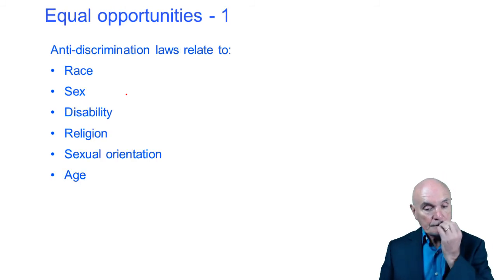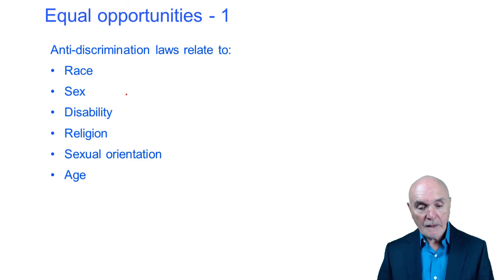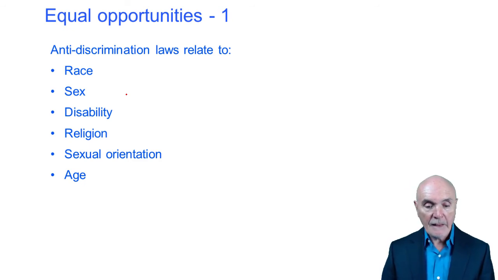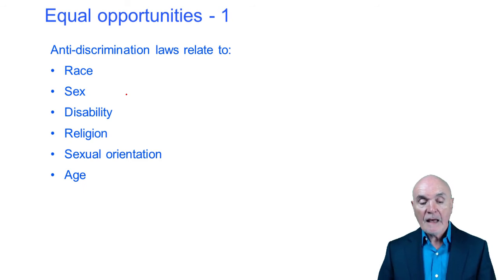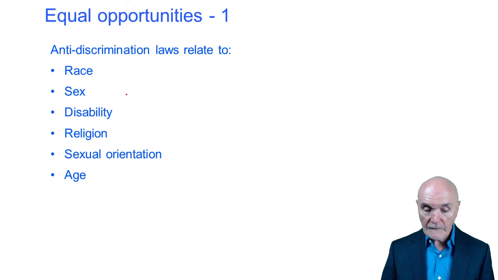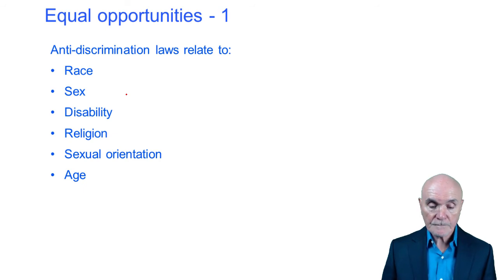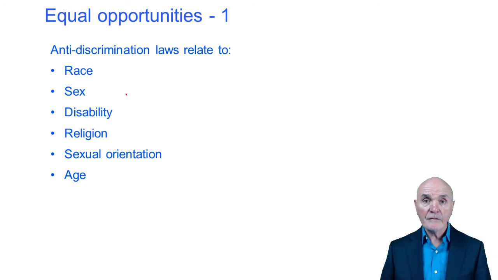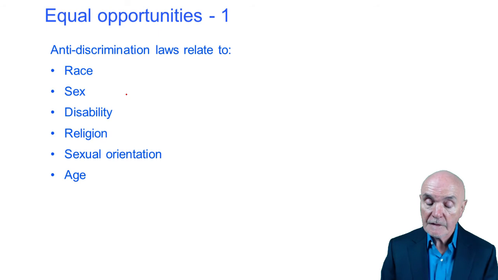Equal opportunities. In the UK, there are many anti-discrimination laws, and these relate to something called protected characteristics. You are not allowed, in general, to discriminate on the basis of the applicant's race, sex, disability, religion, sexual orientation, or age. There are very, very few exceptions to this.